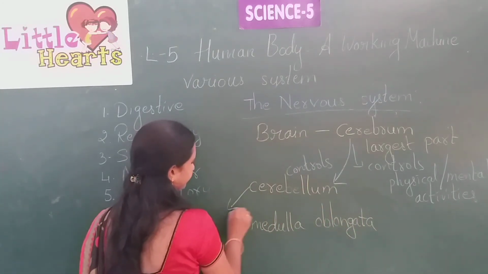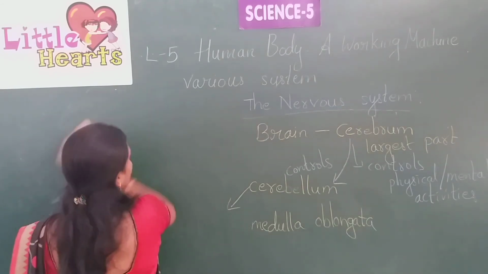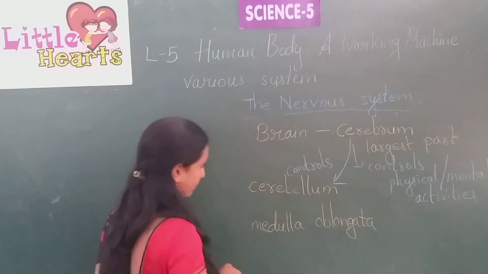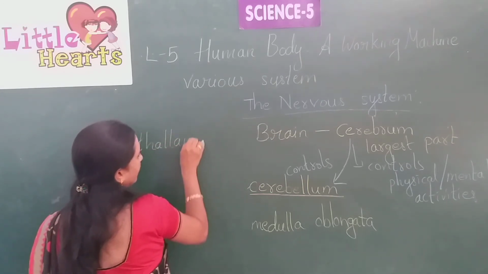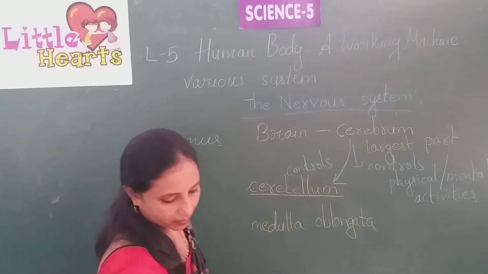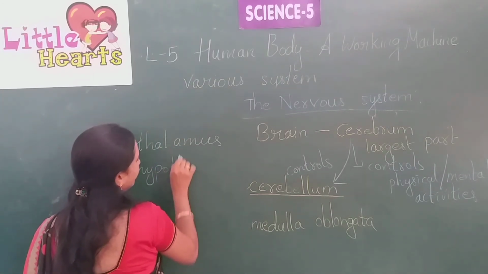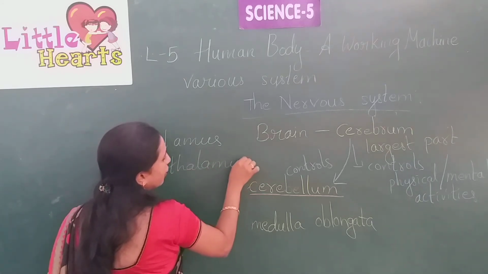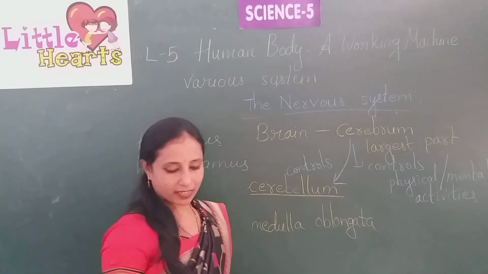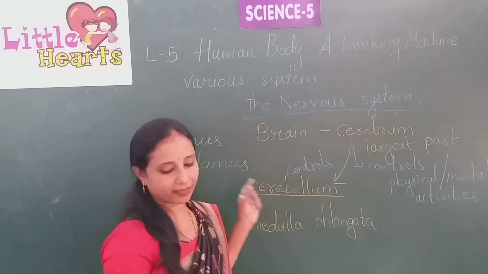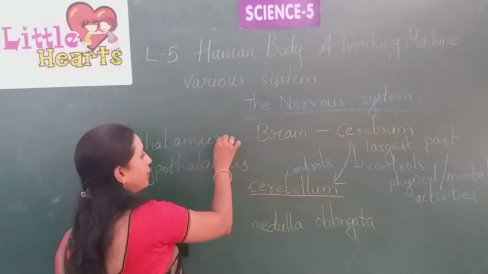I'll write here. One is thalamus and another one is hypothalamus. These are the two main parts of this cerebellum. So this thalamus sorts impulses as they enter the brain and directs them to other parts of the brain for processing. Okay, this does that function.